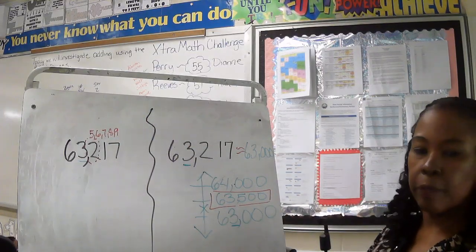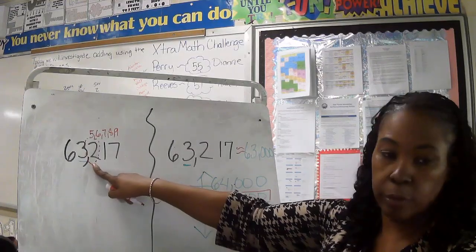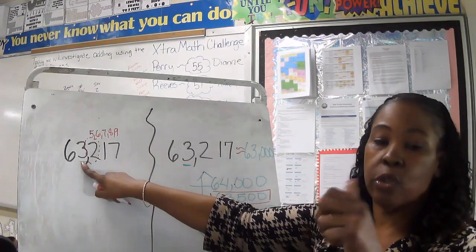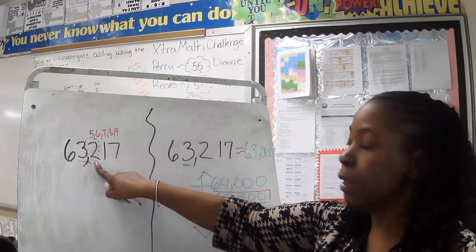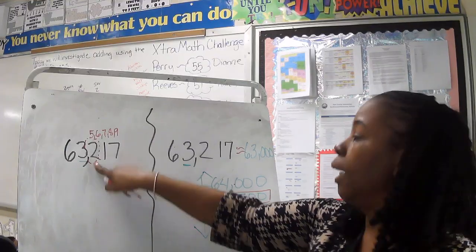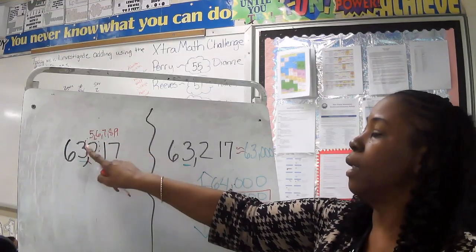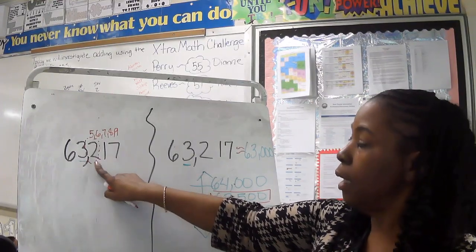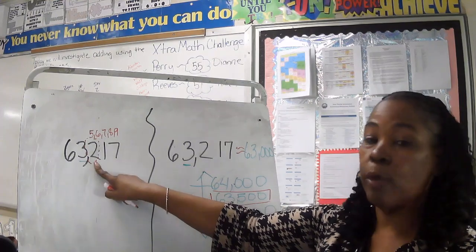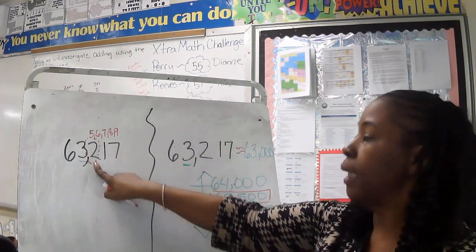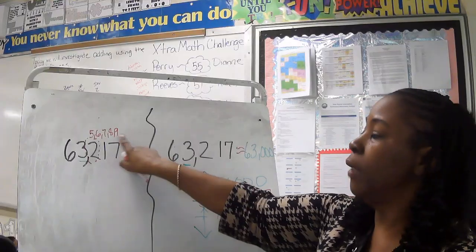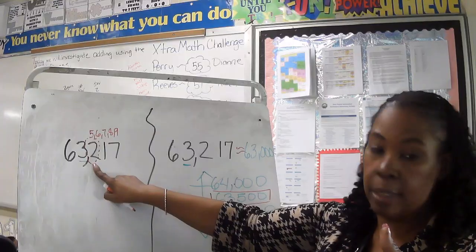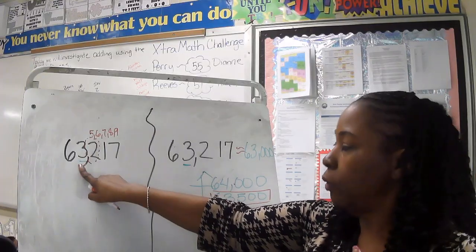Now listen carefully. If the number that is circled is a 5, 6, 7, 8, or 9, the underlying digit is going to go up. If the number circled is not a 5, 6, 7, 8, 9, then the underlying digit is going to stay. Let me say it again. If the number circled, which is the number right beside the underlying digit, is a 5, 6, 7, 8, 9, then the underlying digit is going to go up. If the number circled is not a 5, 6, 7, 8, 9, then the underlying digit is going to stay what it is.